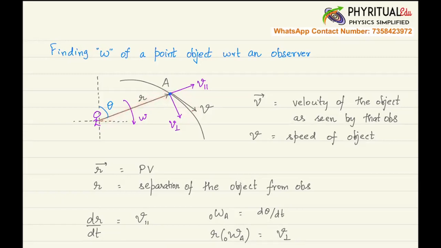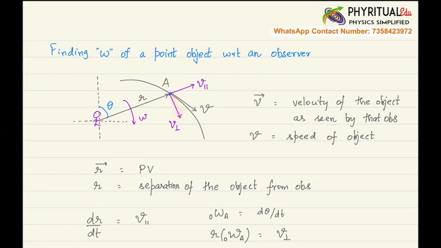So the standard way of finding omega of this object as seen by that observer is to resolve whatever velocity is there into two components. One component we call v parallel, and the other v perpendicular, taken along and perpendicular to the position vector. It is v parallel which is responsible for increasing or decreasing the magnitude of r, and it is v perpendicular, the component perpendicular to the position vector, which is responsible for changing the direction of r.